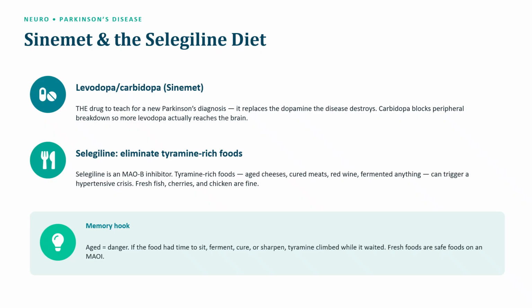Selegiline is an MAO-B inhibitor. So patients taking it must avoid tyramine-rich foods because the combination can cause a hypertensive crisis. Tyramine-rich foods include aged cheese, cured meat, red wine, and fermented products. Fresh foods, including fresh fish, poultry, and fruit, are acceptable. The rule is that aged, cured, or fermented foods are restricted. Fresh foods are not.